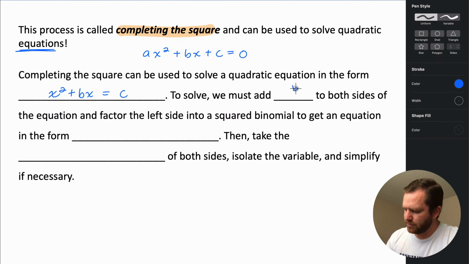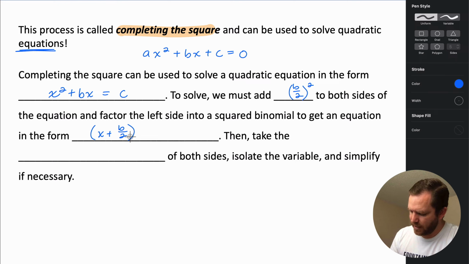And we know that anything you do to one side of an equation has to be done to both. So we have to add b over 2 quantity squared to both sides of our equation. Then once we've added this, we're going to factor. And we know that it factored into something like x plus the middle term divided by 2, that whole quantity squared. But on the right side now, we took this c and we added this b over 2 squared. So we have this on the right-hand side.